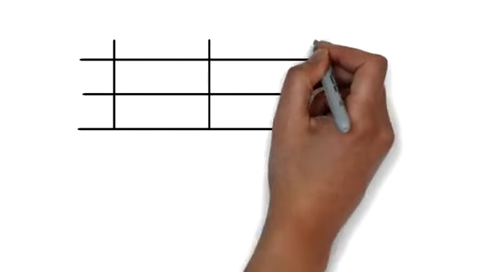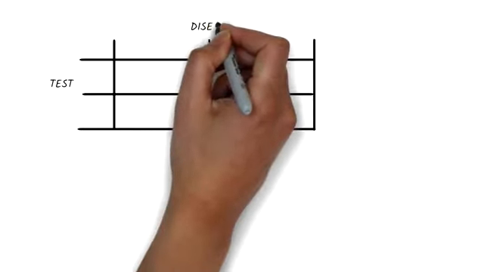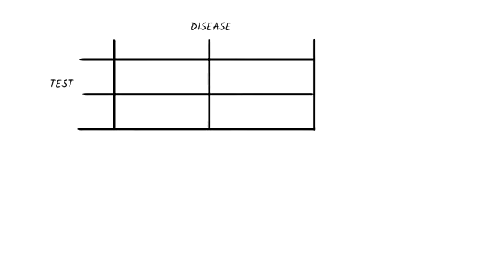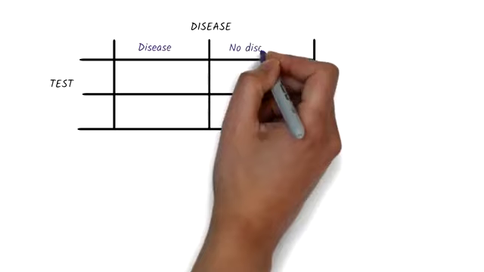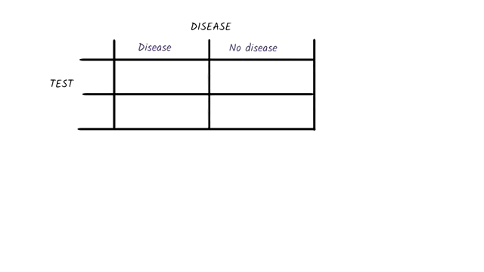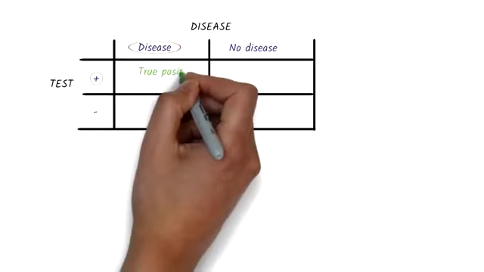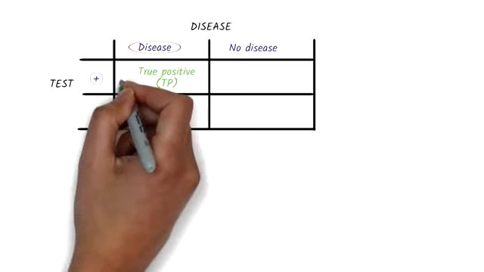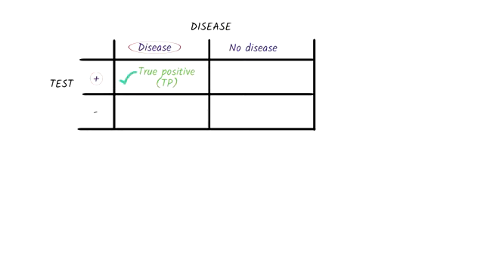Let's use a table of the outcome of the test and disease status to learn about some of the terms that are used. There are people with a disease and those without the disease. When we do a test on someone, it can be either positive or negative. If the test is positive, it should mean that the person has the disease. This is called a true positive. It correctly identifies a person with the disease.